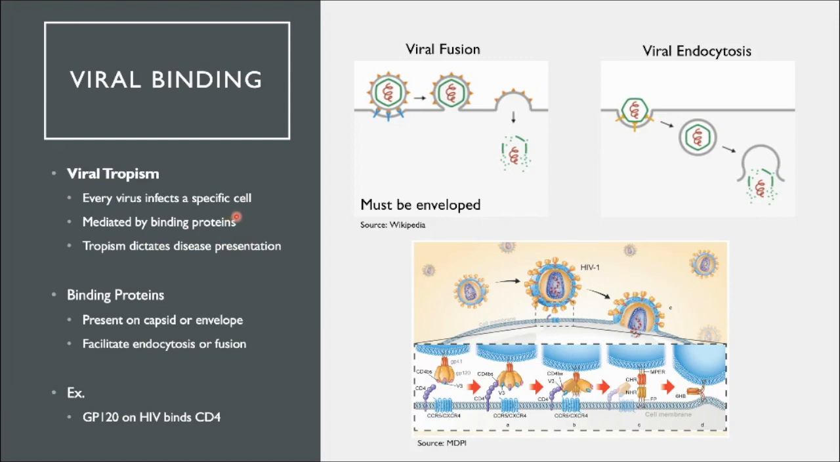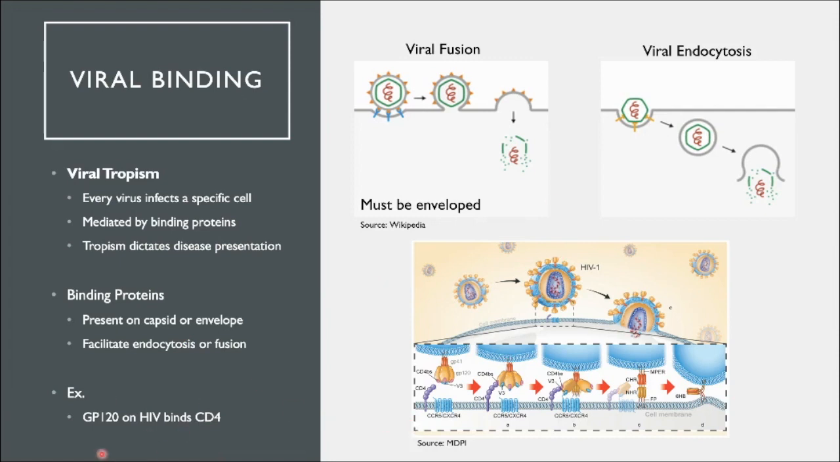So the way that the viruses target these cells is through binding proteins, usually on the capsid or the envelope itself. These binding proteins will bind a specific protein on the surface of a host cell that both allows it to be seen by the virus and targeted by the virus, but there will usually also be some kind of protein on the surface of the virus that engages in fusion or induces endocytosis, as mentioned here.